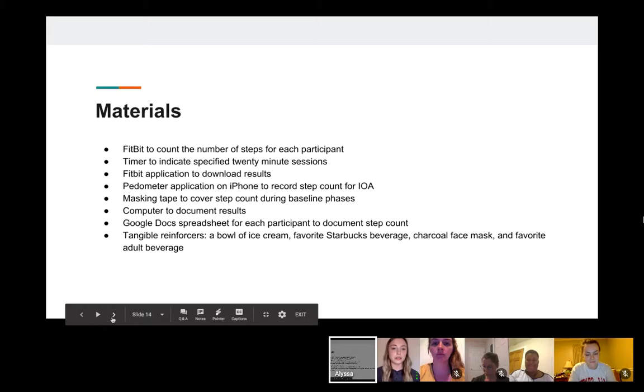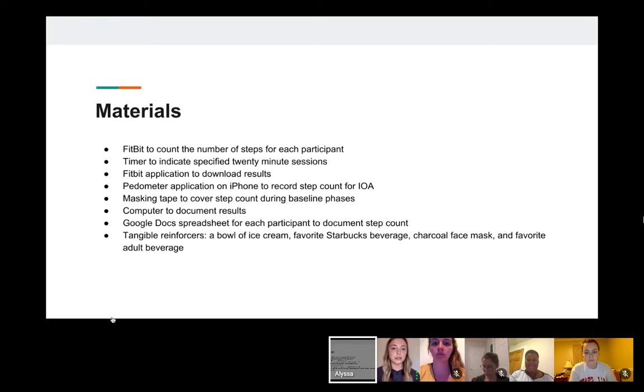The materials we used were a Fitbit to count the number of steps for each participant, a timer to indicate specified 20-minute sessions, download the results, a pedometer app on the iPhone to record step count for IOA, masking tape to cover the step count during the baseline phase, a computer to document the results, a spreadsheet on Google Docs for each participant to document, and our tangible reinforcers, which we could choose from a bowl of ice cream, a favorite Starbucks beverage, charcoal face mask, or a favorite adult beverage.